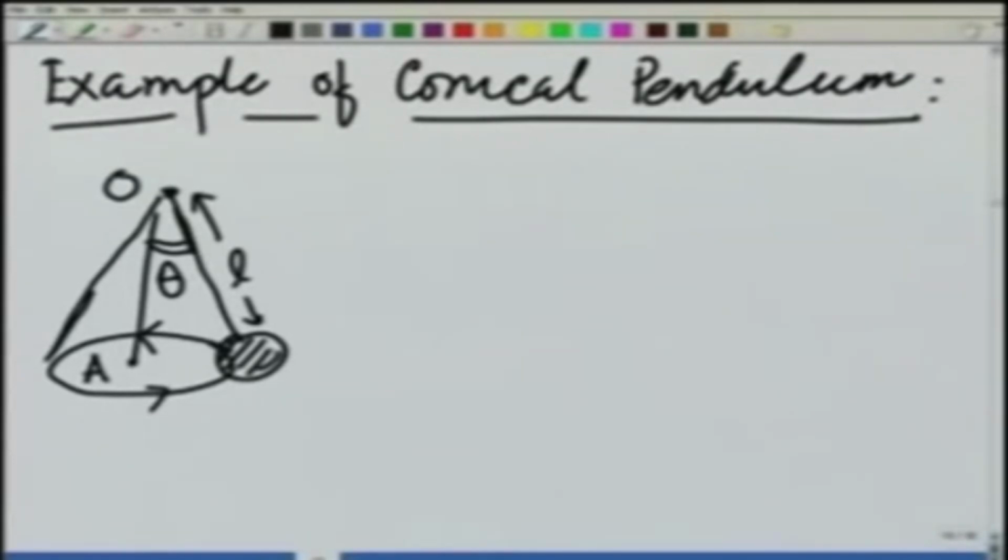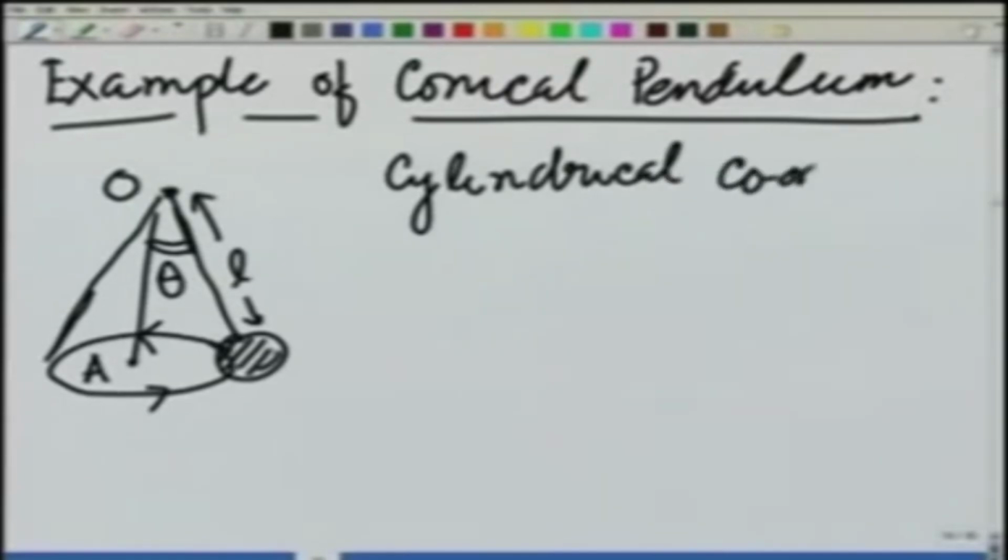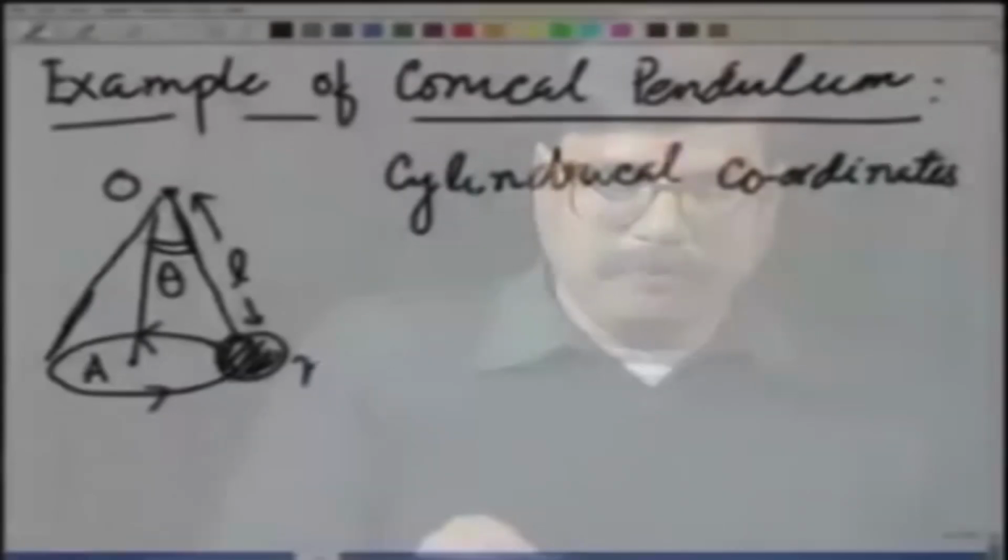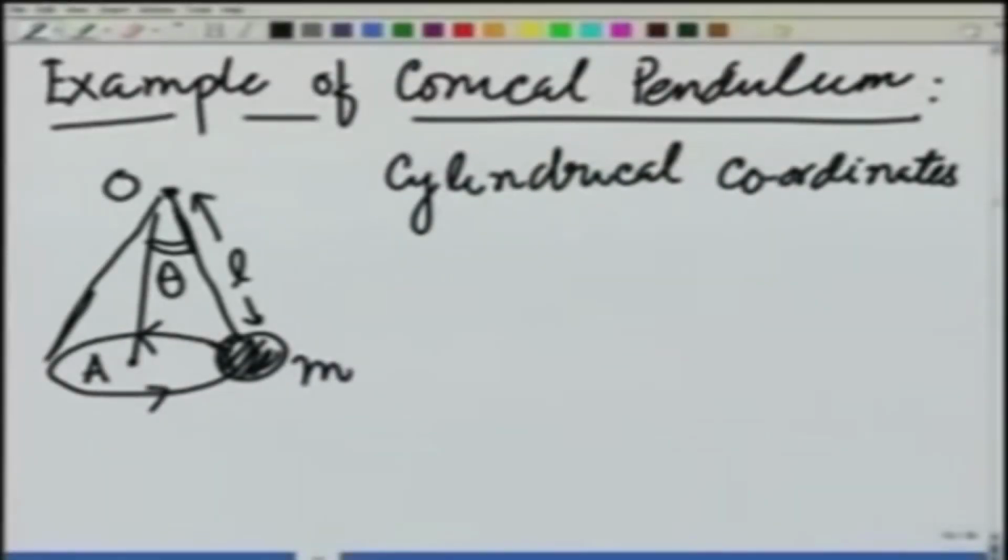Because of the symmetry of the problem, I am going to use cylindrical coordinates that we learned in our first or second lecture to describe the motion of this bob of mass m. It is moving around in a circle. Let this be the origin to start with, O. So, first case, I take O as origin.